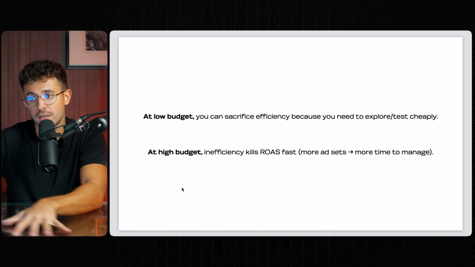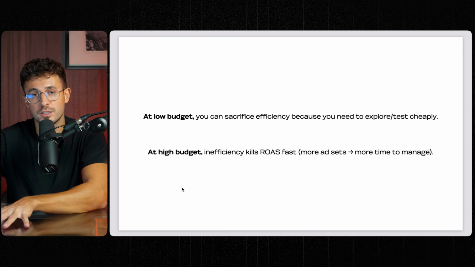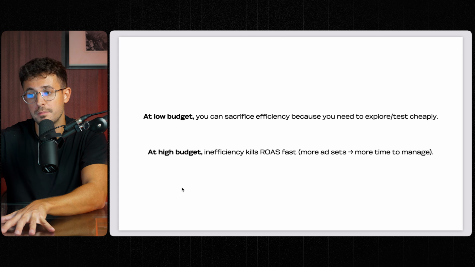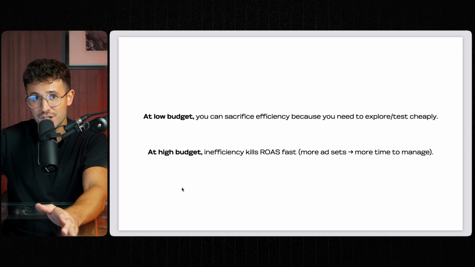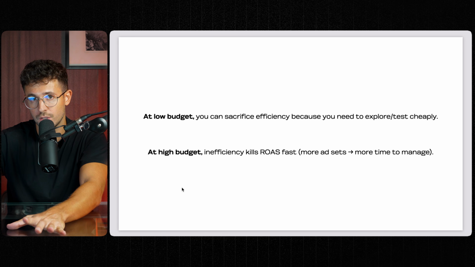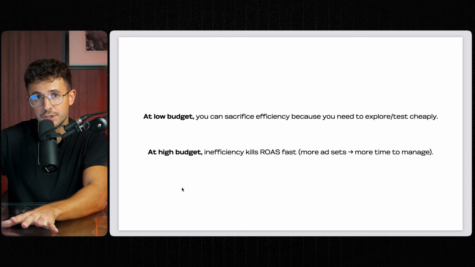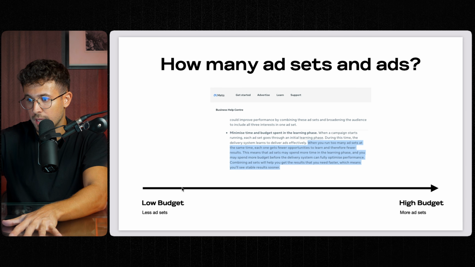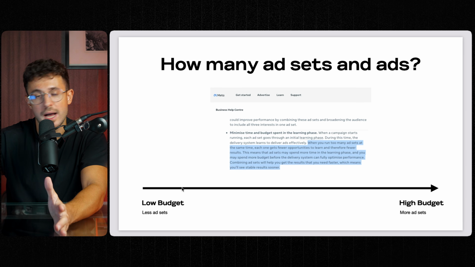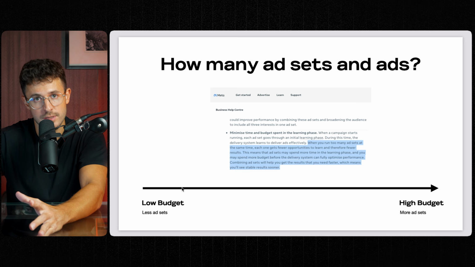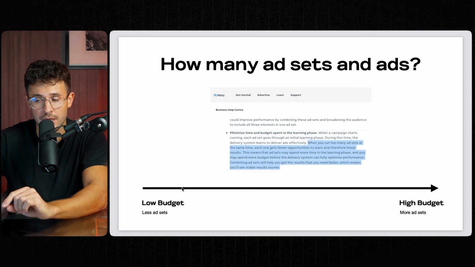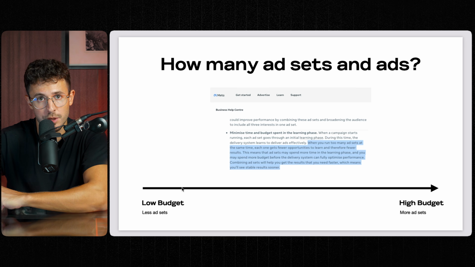With a low budget, you can sacrifice efficiency because you need to test and explore different things, right? But with a high budget, when you find the winners, you need to scale, and then inefficiency kills ROAS. So in order to keep ROAS good, you need to have the maximum efficiency. So how many ads do you want in an ad set? The maximum number of ads in one single ad set is 50. You need to have between 10 and 50 ads, because the more ads you have in one single ad set, the better the performance will be, especially after Meta's newest algorithm, Andromeda.